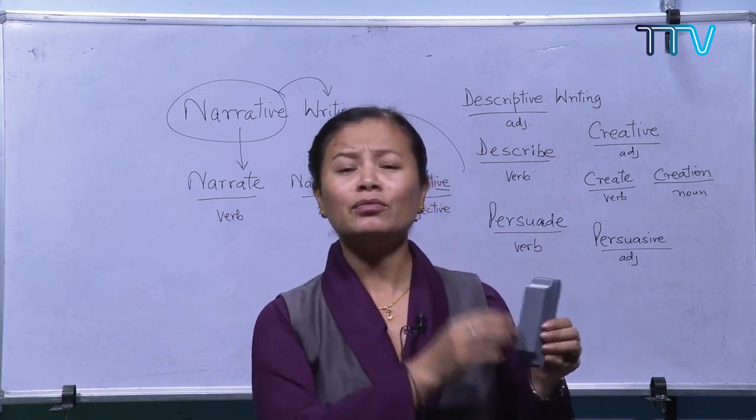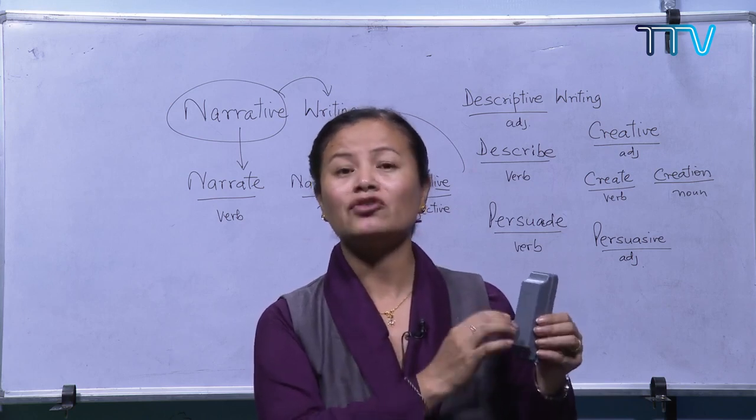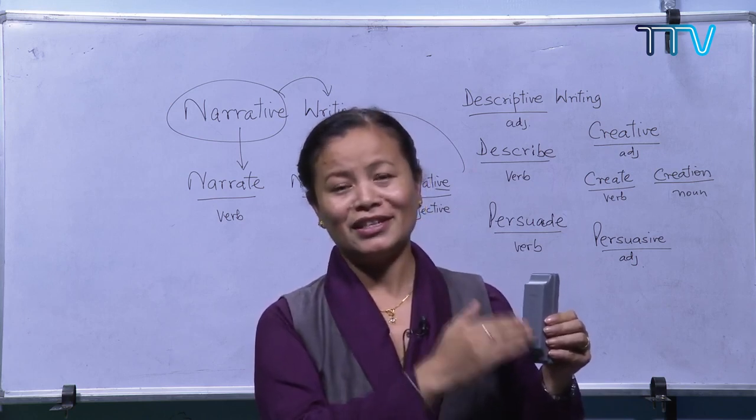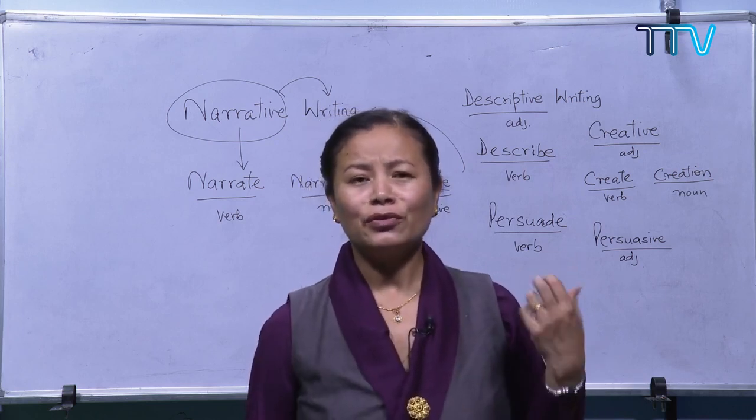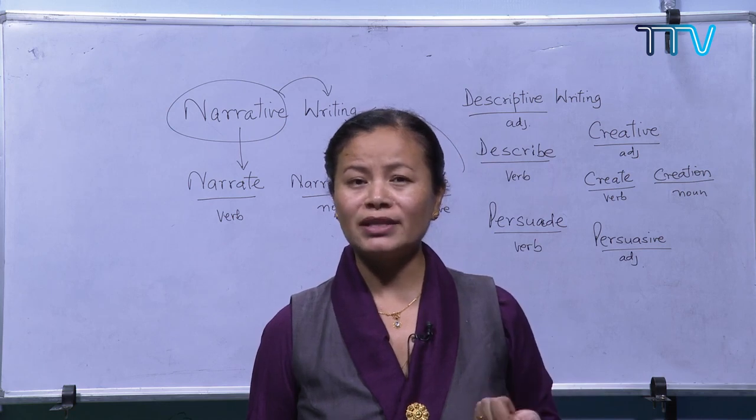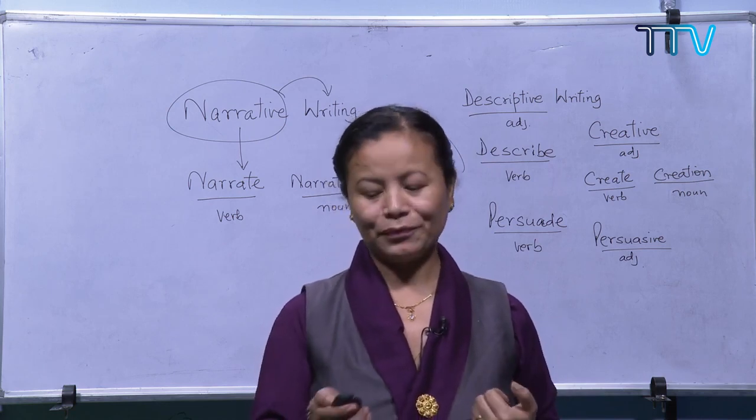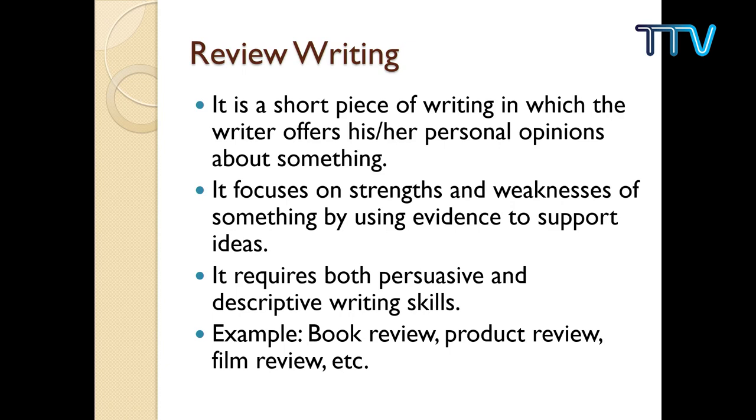And then you have to have the descriptive skills, because you have to describe, isn't it? The details should be given. Therefore, in order to write a review, you need to use persuasive as well as descriptive skills. The examples are book review, product review, and film review, and there are other things as well. These are examples I just gave, keeping your level in mind, because these are something I think you can easily connect with. This is the introduction to the different types of writing.